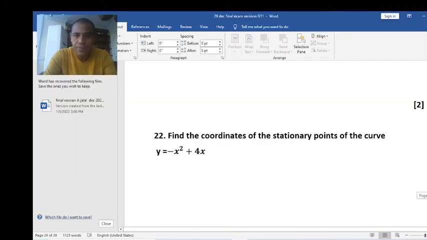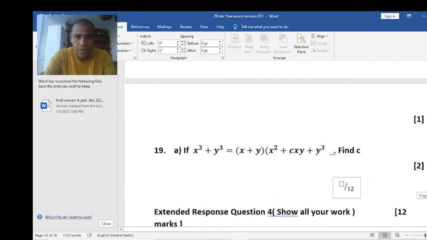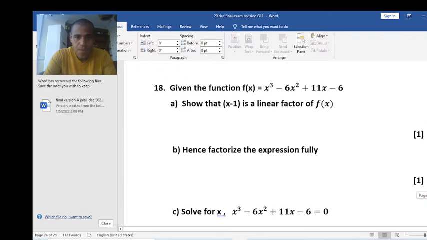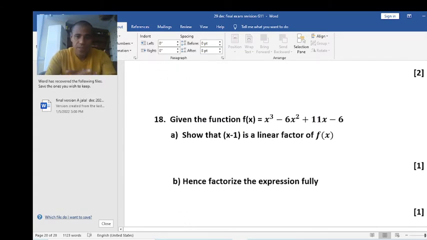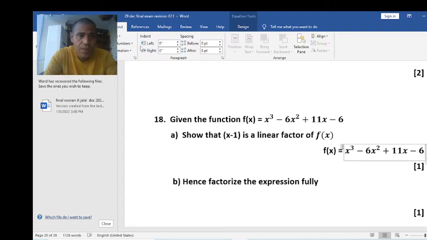We'll start. Okay, I'll start from this. Given the function f of x equals x cubed minus 6x squared plus 11x minus 6. The question is, show that x minus 1 is a linear factor of f of x. Simply, you are going to do f of 1, which means you will make a substitution and check if it is equal to 0 or not.